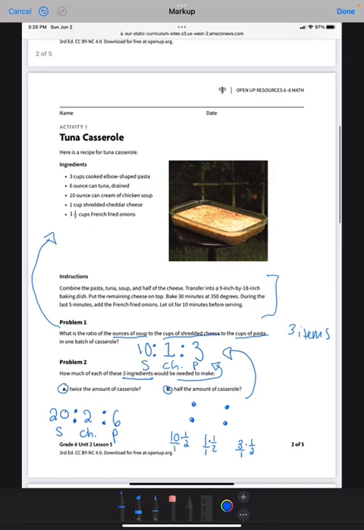If you are unsure what to do, I have now put it on the screen. 10 times a half would equal 10 over 2. 10 divided by 2 would give me 5. So I would have 5 ounces of soup. 1 times a half would just be half of cheese, half cup. And then 3 times a half would give me 3 over 2. And I would need to divide that to figure out what that is. That would be 1.5 cups of pasta.